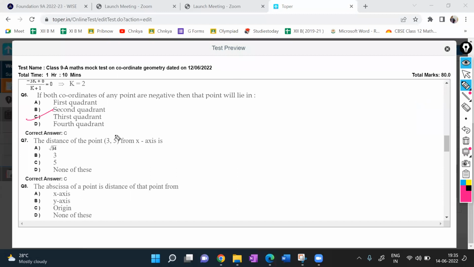The distance of the point 3, 5 from the x-axis is what? 5. Why? Because on the x-axis, the y coordinate will be 0. The distance of the point from the y-axis is 3, 5. Look at it. This is my x-axis. This is my y-axis. Let me say this is 3 and this is 5. The point 3, 5 would be somewhere here.